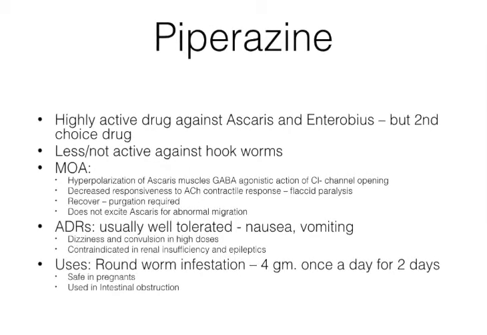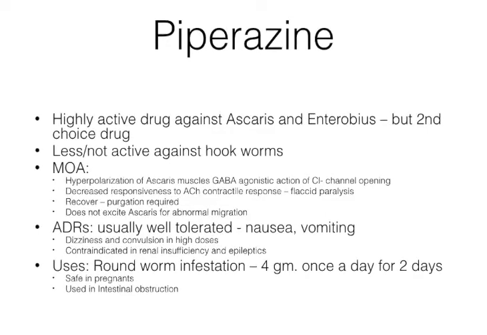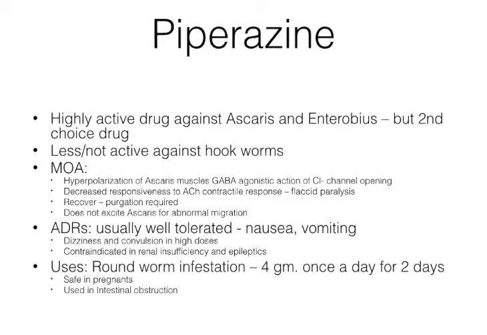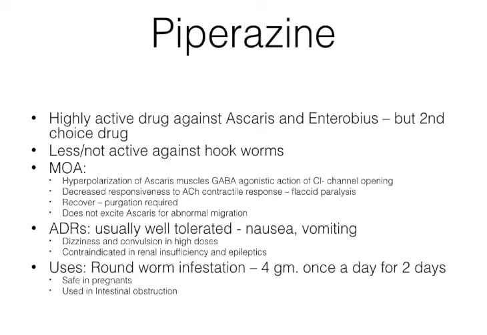For ascariasis, the dosage of piperazine is 75 mg per kilogram orally once daily for 2 days. For heavy infections, treatment should be continued for 3 to 4 days or repeated after 1 week.